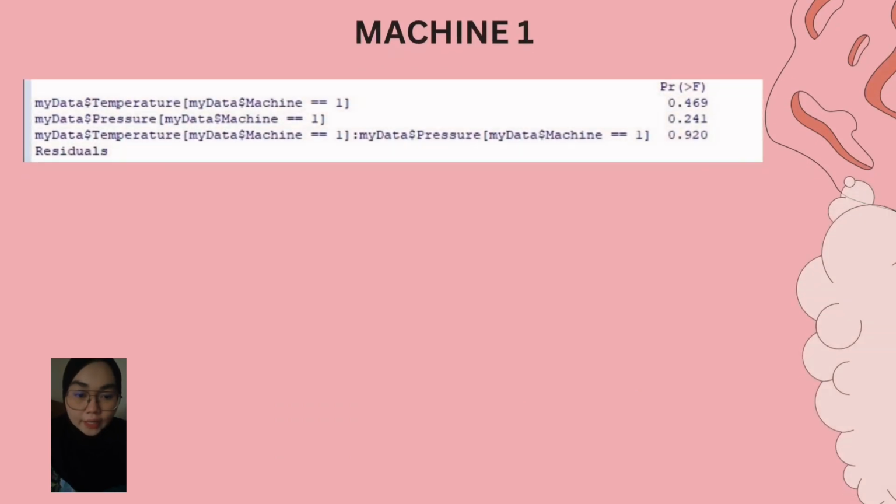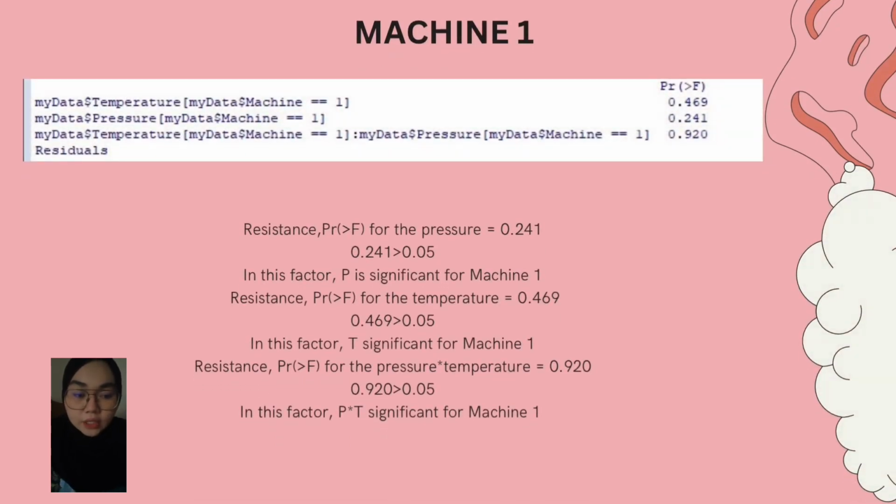This is for machine 1. The p-value for pressure equals 0.241, bigger than 0.05. In this factor, pressure is significant for machine 1. The p-value for temperature equals 0.469, bigger than 0.05. In this factor, temperature is significant for machine 1. The p-value for pressure times temperature equals 0.920, bigger than 0.05. Lastly, in the factors, P times T is significant for machine 1.